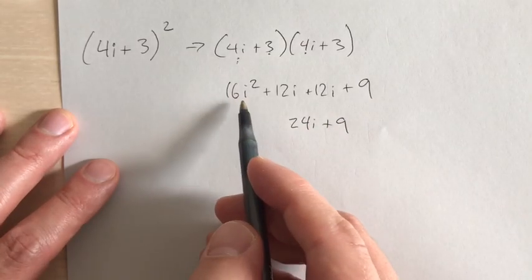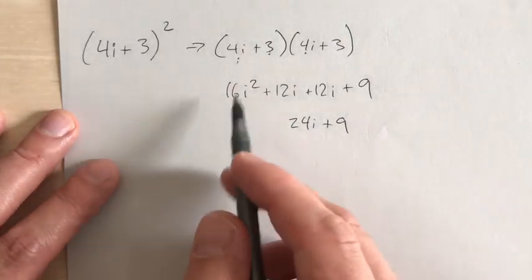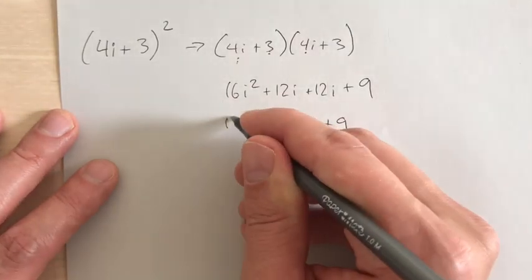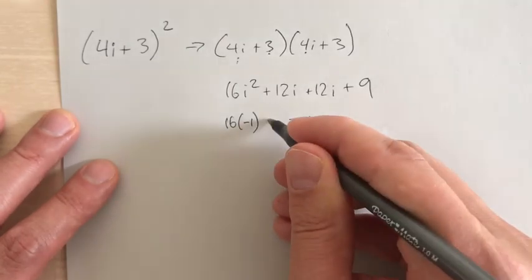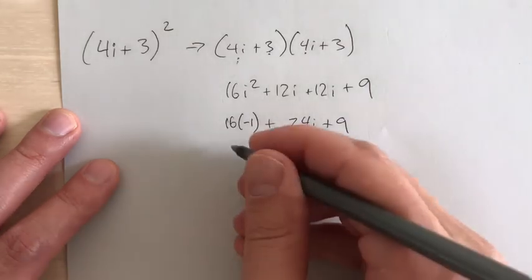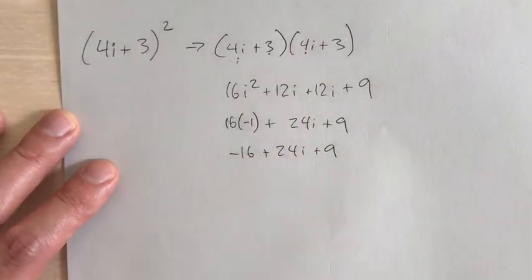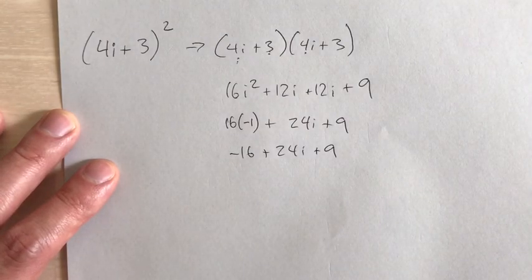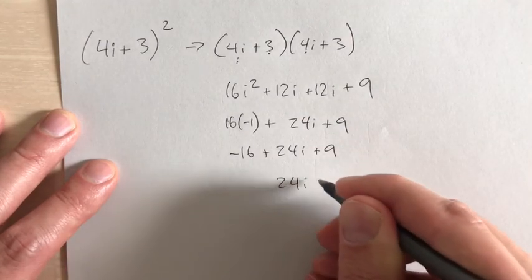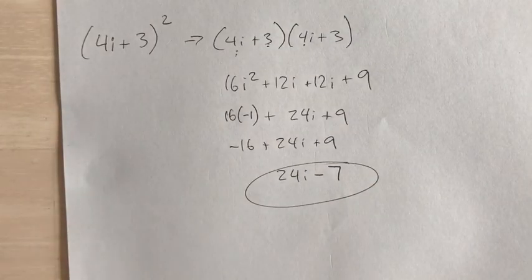But remember that i squared, i cubed, or i to the fourth are equal to other things. So I can simplify this a little bit. For instance, that would be the same thing as 16 times negative 1, because i squared is negative 1. So 16 times negative 1 is negative 16, plus 24i, plus 9. And then if I add the negative 16 and the 9, I would end up getting, let's see here, negative 7. And that would be my final answer for that.